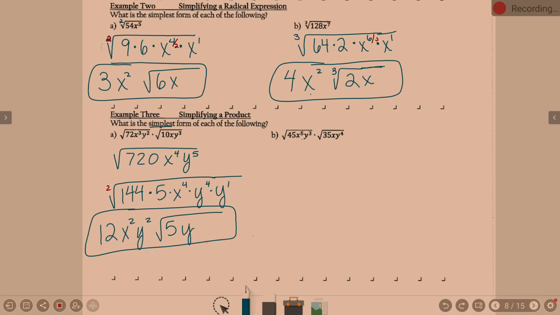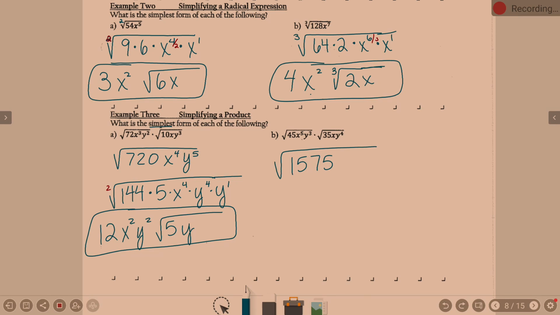Okay, let's go ahead and do B. And if we can get through B, then that saves dividing for tomorrow. Sound good? Okay. My first question. Can I multiply these? Yes, because they're both square roots. So, multiply away we go. What is 45 times 35? 1,575. Lovely. 1,500 and 75, sorry.